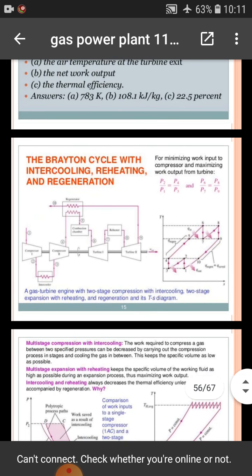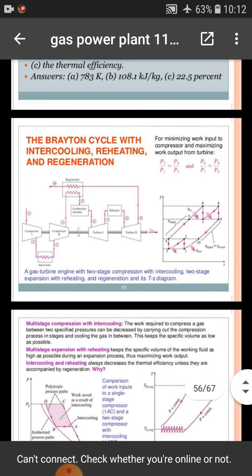The Brayton cycle with intercooling, reheating and regeneration. For minimizing work input to the compressor and maximizing work output of the turbine, the figure shows a gas turbine engine with two-stage compression with intercooling, two-stage expansion with reheating, and regeneration, and its TS diagram.